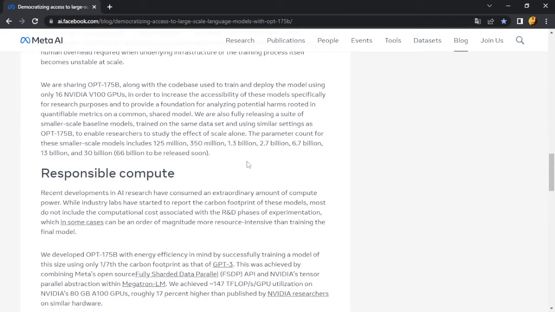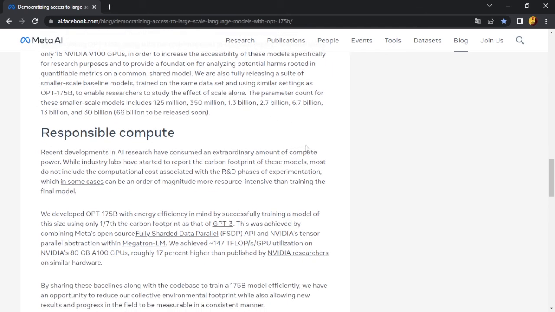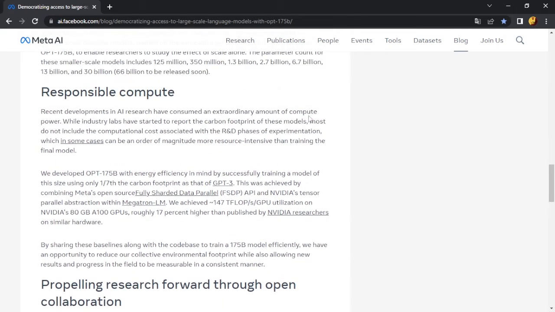So I guess you can see, but they also have smaller models that you guys can see here. That is 125 million, 350 million, 1.3, 2.7, 6.7, 13, 30 and 66 billion parameters. So they are smaller versions. You guys can see them.